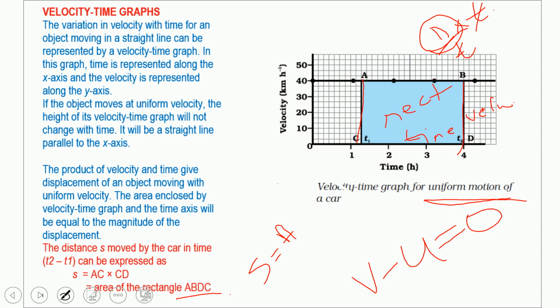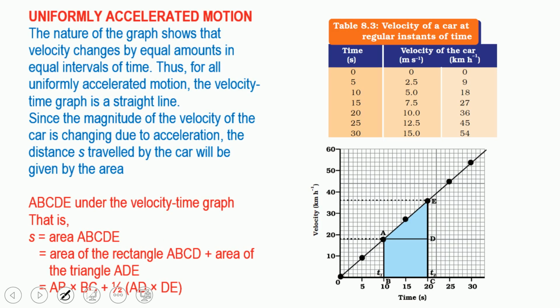So that is the case of uniform motion. The area enclosed by the velocity-time graph and the axis is equal to the magnitude of the displacement. Like that, using the velocity-time graph we can find the displacement. Now we will go to the next, that is uniformly accelerated motion.